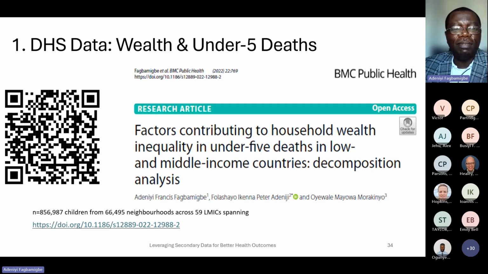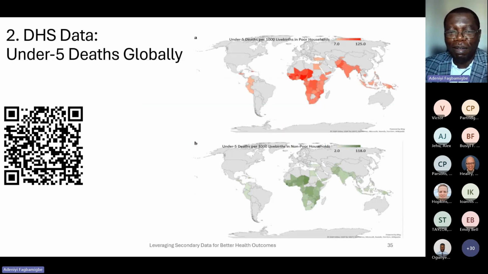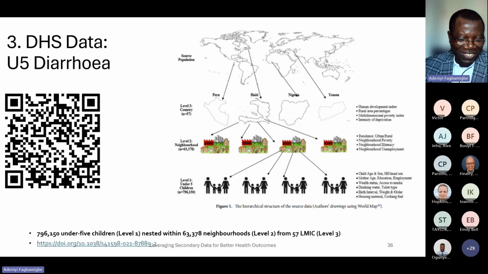secondary data for studies even in places we've never been. For example, this is the world map, and the study consists of the countries in each of the maps, the upper one and the lower one, and we're able to look at under 5 deaths globally. What are the burdens and so on? This is per 1,000 live births. What it looks like. And of course, I've never been to most of these countries.